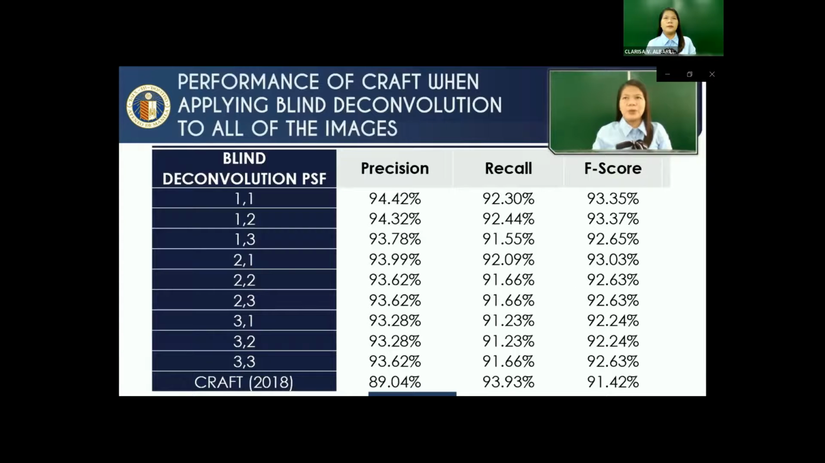This table shows the results of the initial experiment in which all the images in the datasets were subjected to blind deconvolution. As indicated in the table, we tried various PSFs. All entries in the table show performance that is superior to that of standard CRAFT. This verifies that handling image blur is indeed the weakness in the CRAFT algorithm.